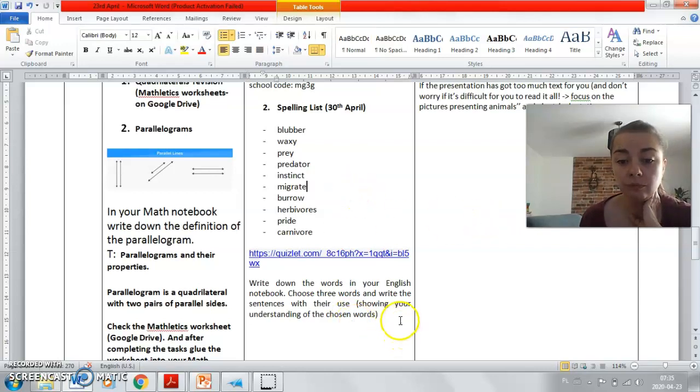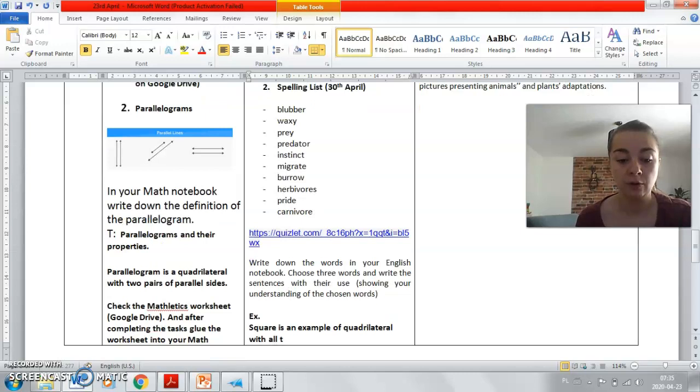So imagine there is a word square on the list, yeah? So I would like you to write: square is an example of a shape with all the sides the same. Okay, that would be my definition of square if there is a square.